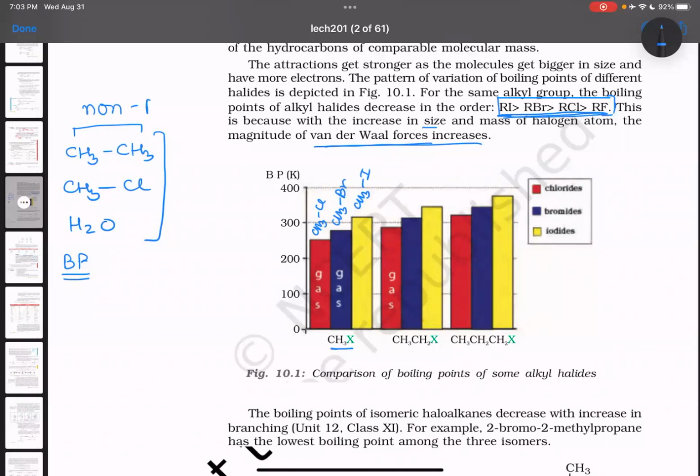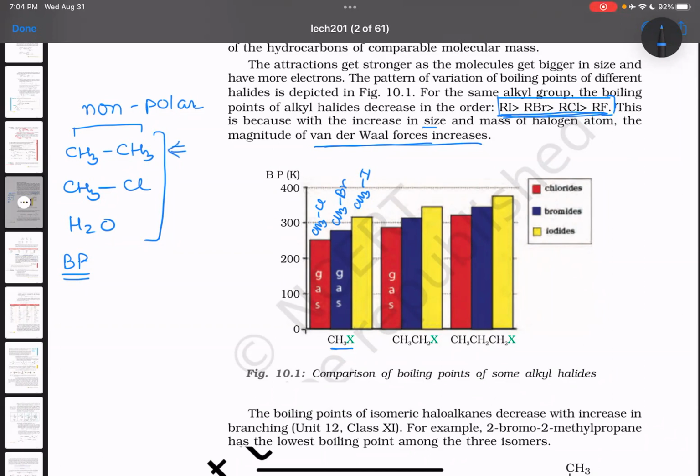But how can we determine if this is non-polar or polar? Actually, this is a carbon-carbon bond only, the middle bond, and the other bonds are carbon-hydrogen. Carbon and hydrogen have almost the same kind of electronegativity. So that bond is almost non-polar.